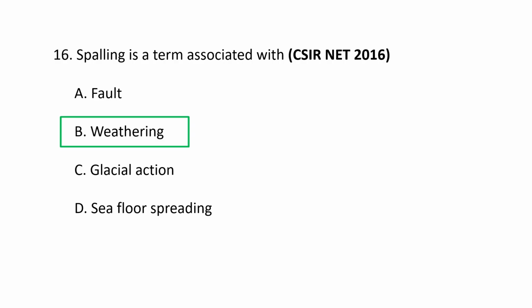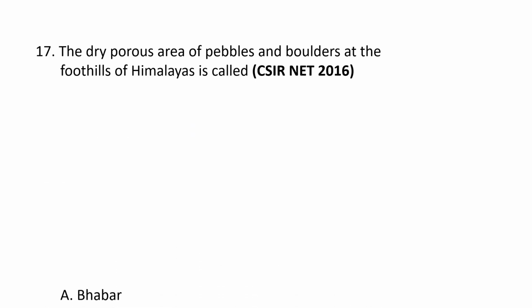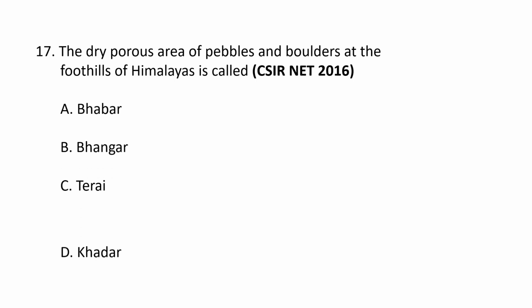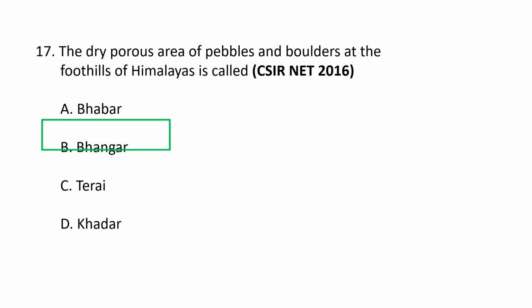or concrete. Next question. The dry porous area of pebbles and boulders at the foothills of Himalayas is called A. Bhabar, B. Bhangar, C. Terai, and D. Khadar. The correct option goes as A. Bhabar. The dry porous area of pebbles and boulders located at the foothills of the Himalayas from the Shivalik range is called the Bhabar.